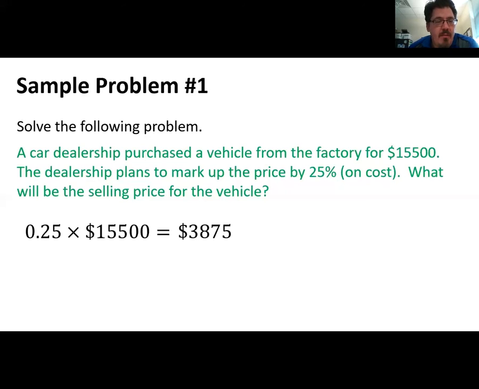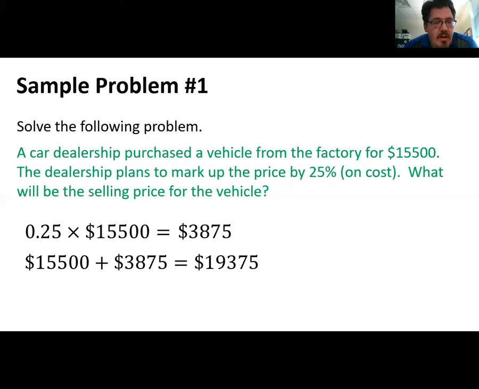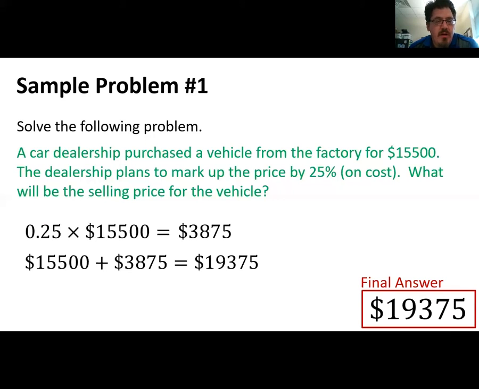Now, in order to figure out what the actual selling price is, there's one more step, and that is to do some addition. We're going to take the cost plus the markup, and that'll tell us what we're going to sell it for. So in this case, $19,375. And there you go. That's what you've got to do. So the key thing with the markup, again, is figuring out what the percentage is of the original amount and then adding that on to figure out what that selling price is. And so there's our final answer when all said and done.